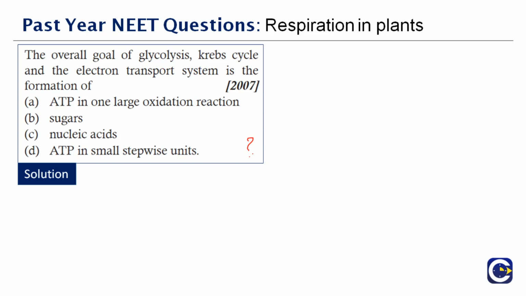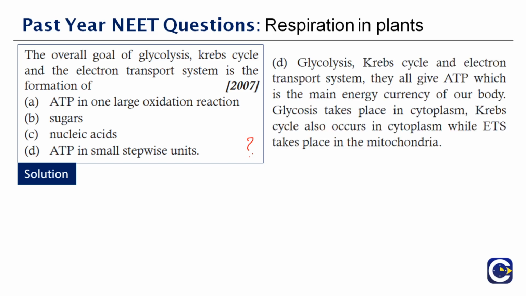Glycolysis, Krebs cycle and electron transport system, they all give up ATP, which is the energy currency of any living cell. Glycolysis takes place in the cytoplasm, while Krebs cycle also takes place in cytoplasm, while ETS, which is called as electron transport system, will take place in mitochondria. Therefore the correct answer to this question is option D.